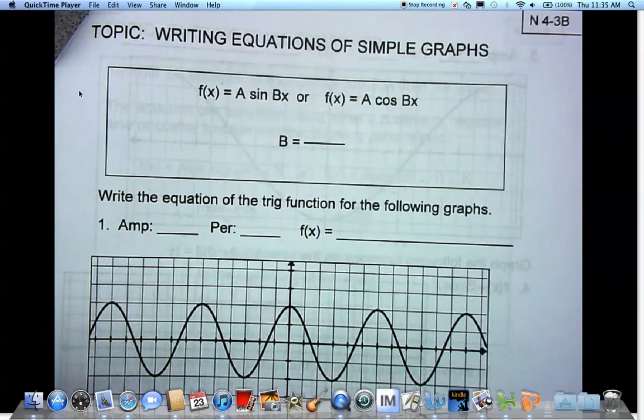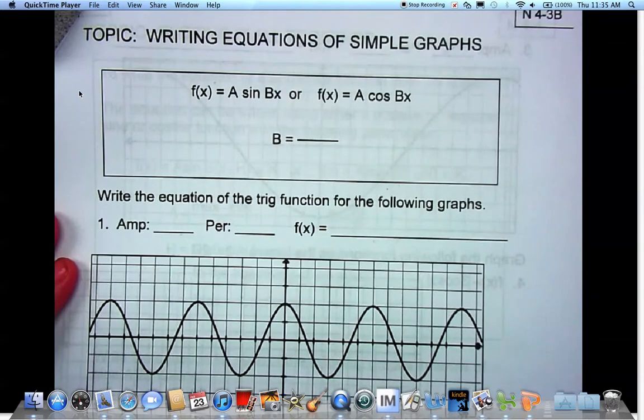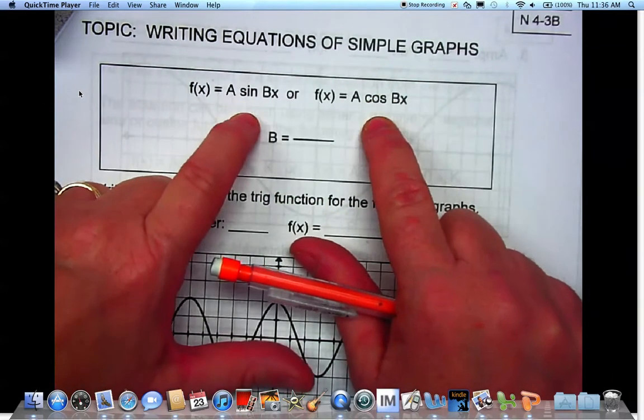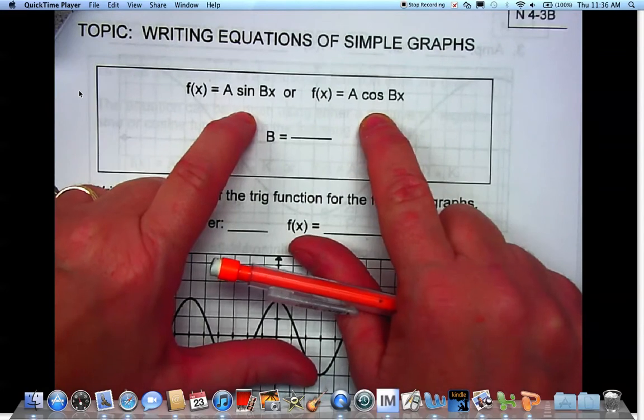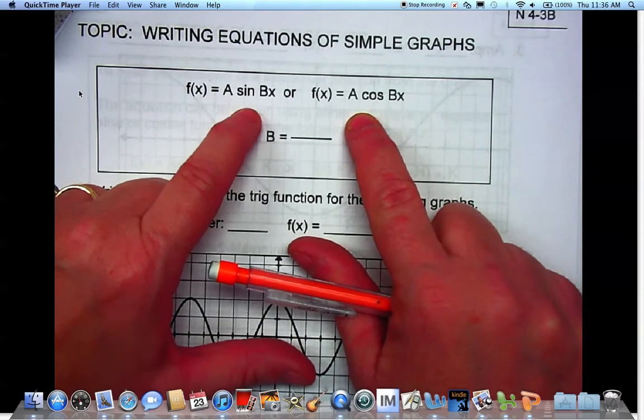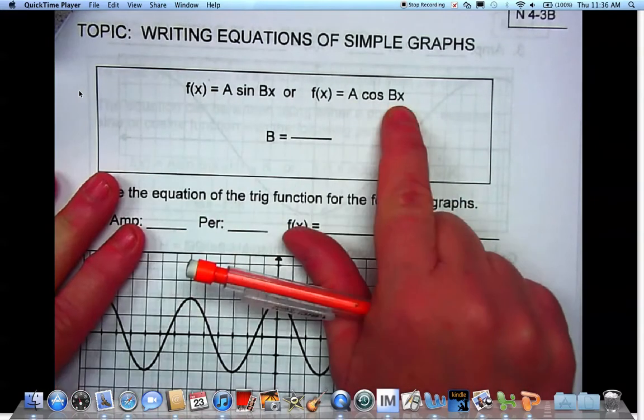Sorry, it's f of x equals a sine bx, or f of x equals a cosine bx. We're going to write one of these two equations for each graph. And we are not shifting them left or right or up or down. Just the stretching with the a and the b. That's it. Okay, so we've got to figure out how to find the b.